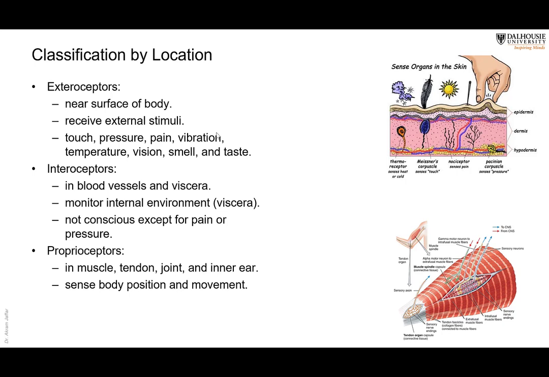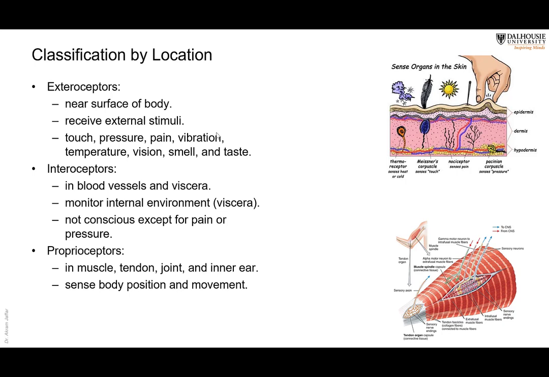And then we have the interoceptors, which are present in the blood vessels and the viscera. All the viscera of the body have interoceptors, and they can feel pain, for example, or other sensations that do not reach our conscious level. Probably we mentioned before that there are sensory stimuli or reflexes that take place in the GI tract, for example, and we are unconscious of that. This constitutes what we call the enteric nervous system. But pain, we are aware of that, as well as pressure.